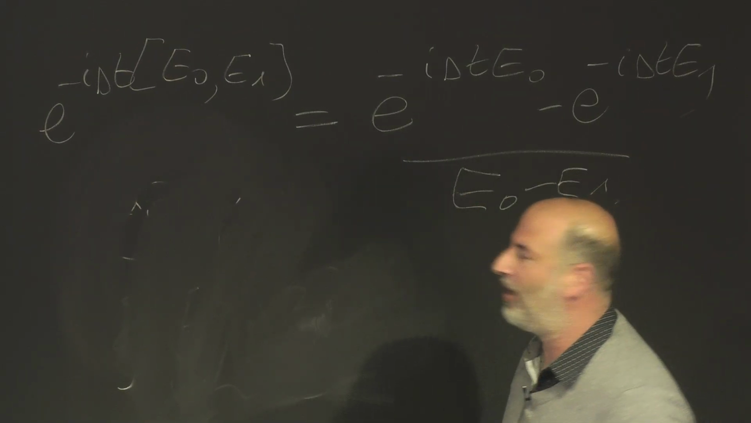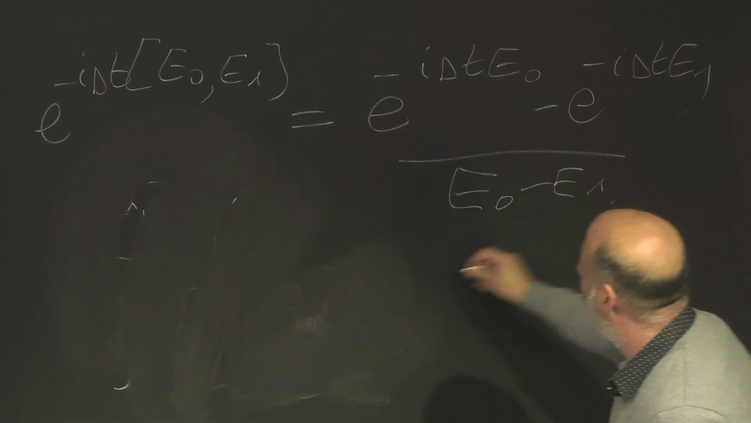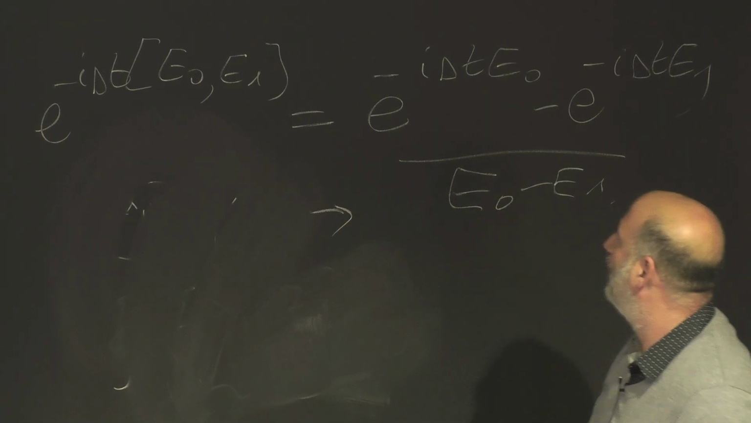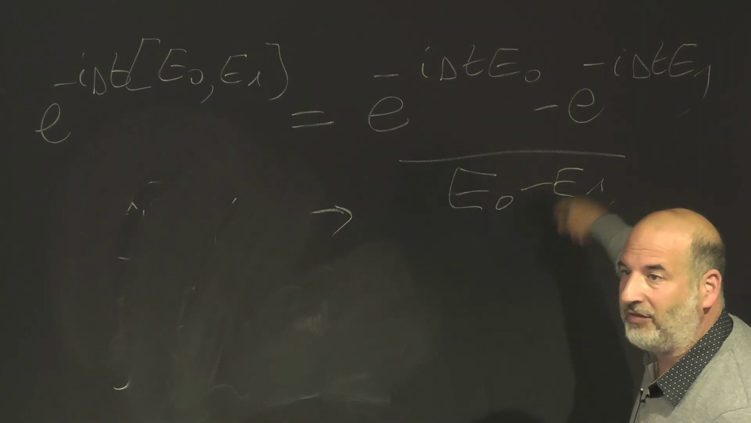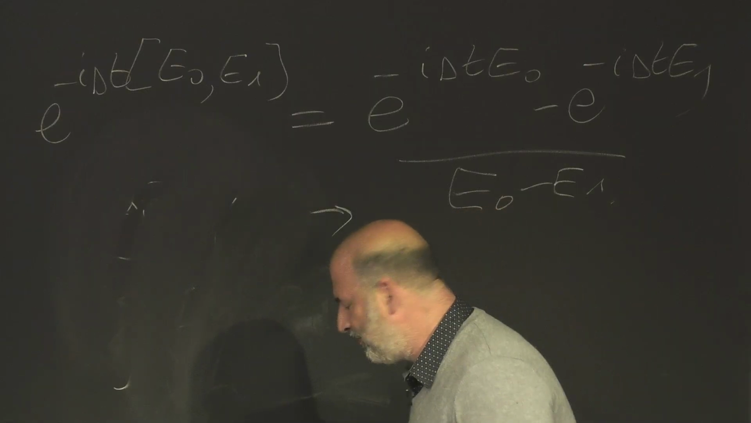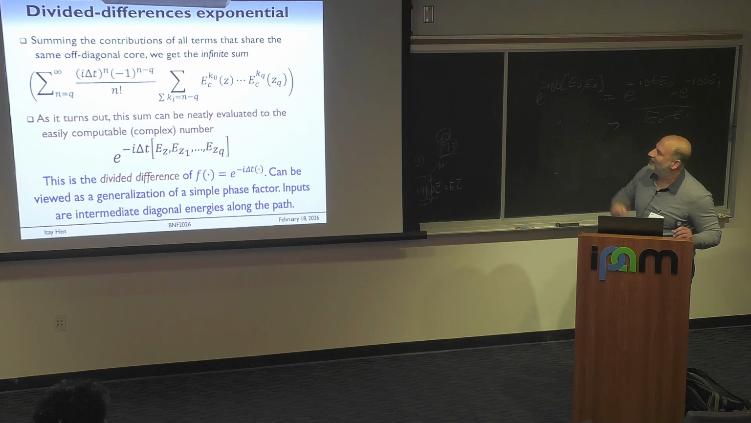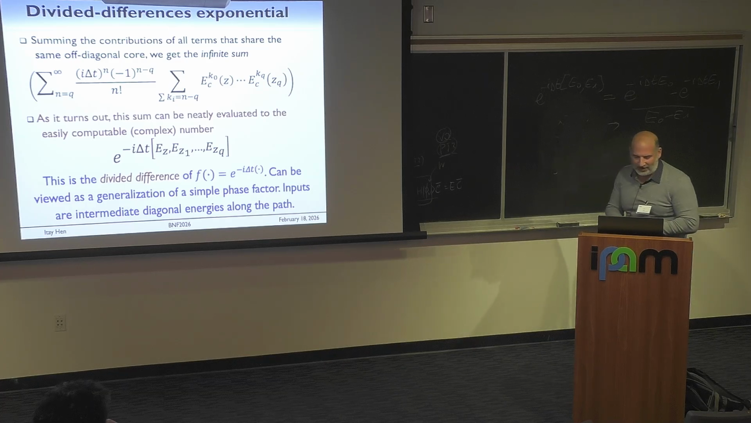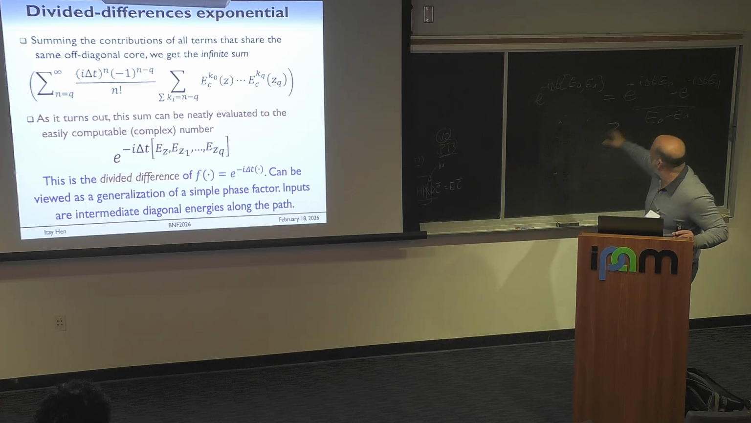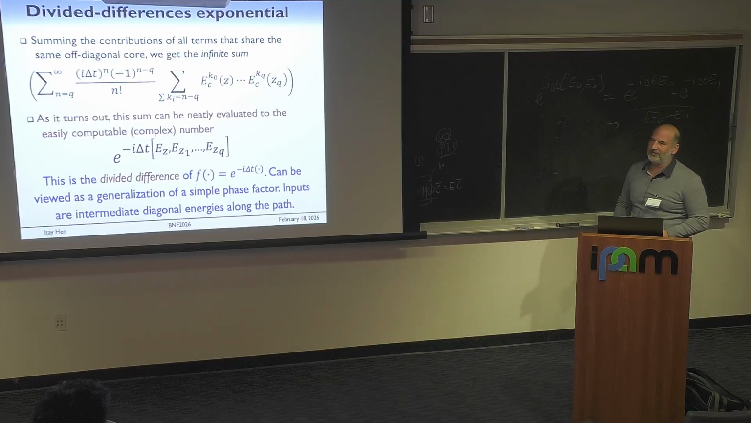That's what it means, okay? And even if E0 and E1 are the same, if you take the limit, it's still very well defined. It actually becomes the derivative itself. I spent a few years, honestly, studying divided differences, but this is what it means. It's just a numerical derivative on that function, okay?